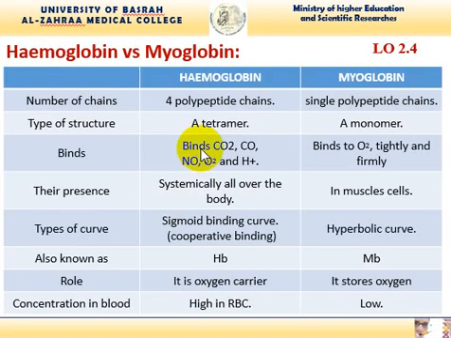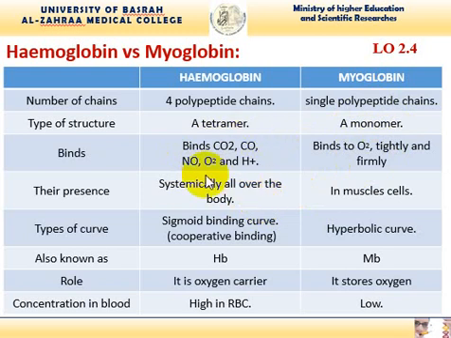This table reveals the difference between hemoglobin and myoglobin. The number of chains in hemoglobin is 4 polypeptide chains. In myoglobin it is a single polypeptide chain. Therefore, hemoglobin is a tetramer, while myoglobin is a monomer. Hemoglobin can bind carbon dioxide, carbon monoxide, nitric oxide, oxygen, and hydrogen, while myoglobin binds oxygen tightly and firmly.